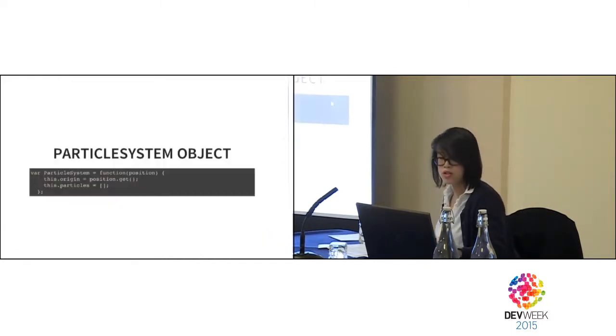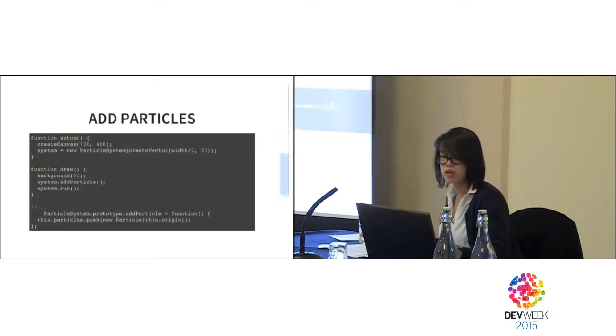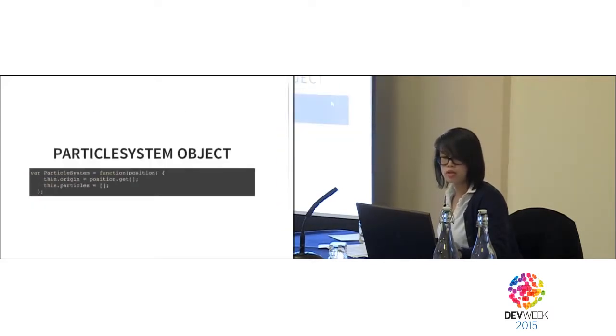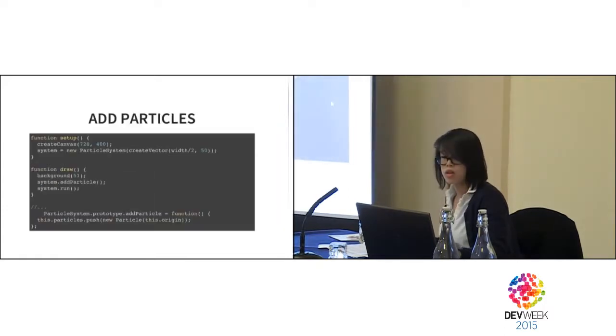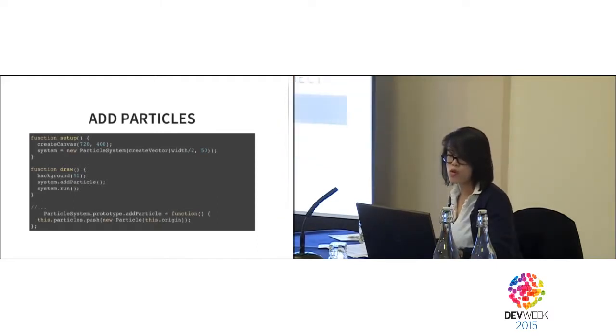So what's happening here is that we have a particle system object and then particles. Our particle system object is really just an array that we're going to put our particles in. Then we want to add particles to our particle system. So each draw loop, we're adding a particle, and we're also telling the particle system to go forth and run.